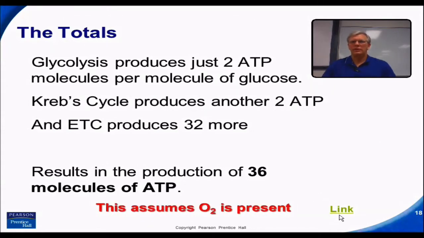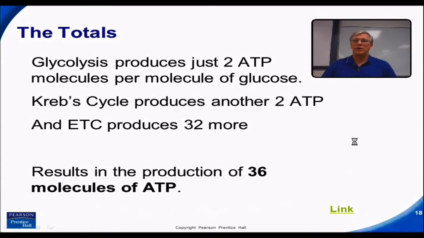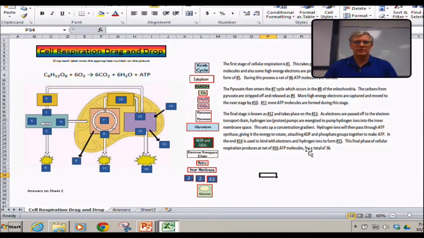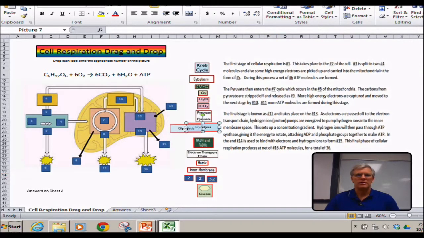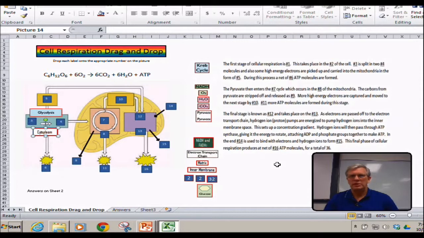I want to show you that I've again made a drag and drop activity for you to practice labeling this diagram of cellular respiration. Follow the paragraph. The first stage of cellular respiration is number 1, and that of course is glycolysis. And you can drag it to number 1. This takes place in the cytoplasm. You can drag that over to number 2. And I'm not going to complete this, but you can go through this and practice the stages of cellular respiration. And again, if you can do this and have it in your head, you'll be able to answer all the questions that I'm going to ask you about cellular respiration.